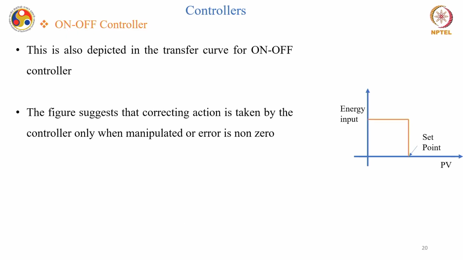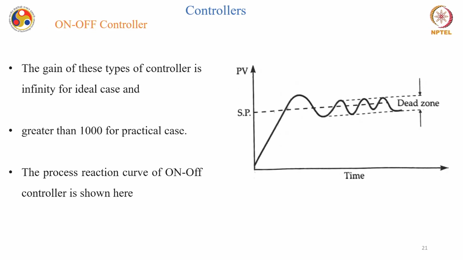This is also depicted in the transfer curve for the on-off controller, where the set point is shown over here. The figure suggests that corrective action is taken by the controller only when the manipulated variable or error is non-zero. Now the gain of this type of controller is infinity for the ideal case, while it is actually not infinity in the practical case, and it is very high, of the order of thousands, for practical cases. The process reaction curve of the on-off controller is shown over here. This is the actual process reaction curve.